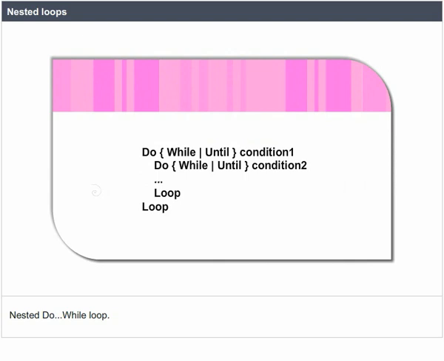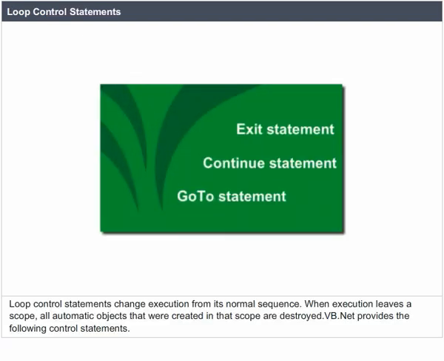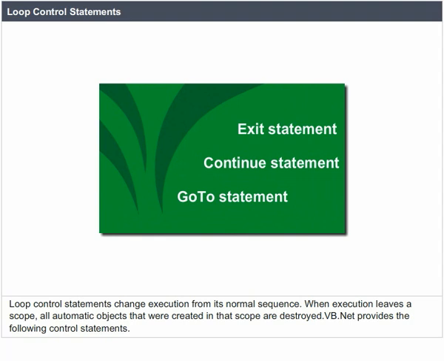Loop control statements: Exit statement, Continue statement, GoTo statement. Loop control statements change execution from its normal sequence. When execution leaves a scope, all automatic objects that were created in that scope are destroyed. VB.NET provides the following control statements.